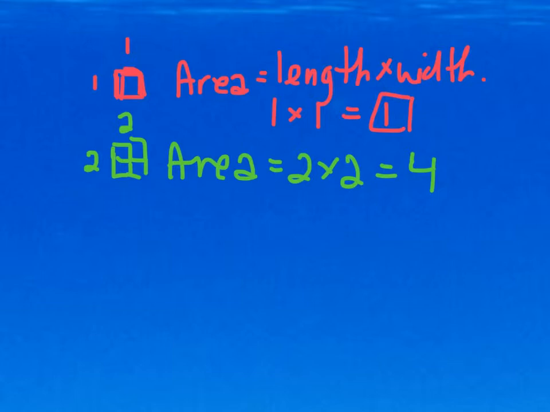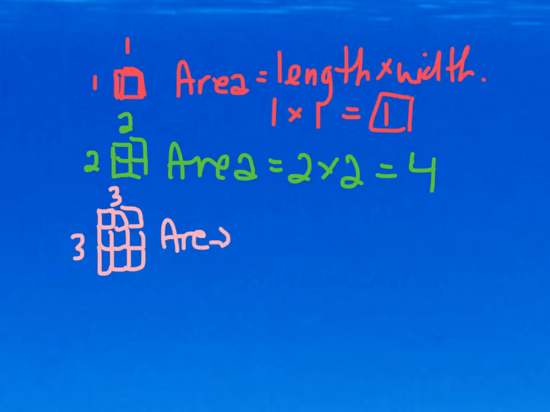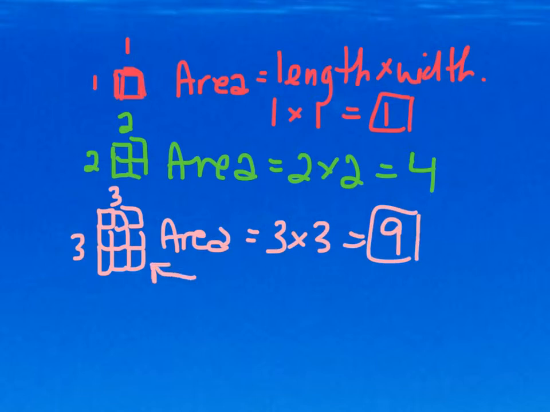And then let's do one more. Let's look at a square that is 3 by 3, like that. And what's the area of that square? That would be 3 times 3, which is 9. I mean, you could also just count that there's 9 squares there, but you get the idea.